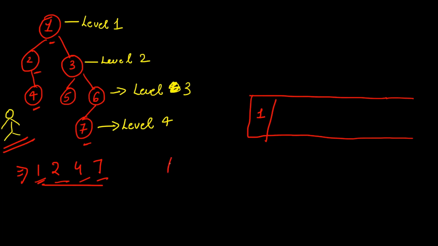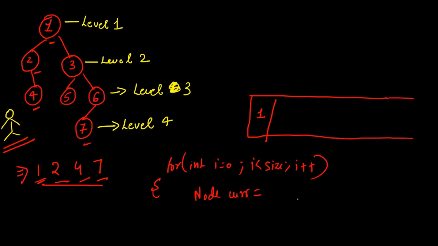We'll continue another loop till the size of our queue, i plus plus, and here we can take current, a variable I've taken of node type, and just simply pop out the front element, right? Now what is actually meaningful for us is the first node of each level. So that is what is required for us.